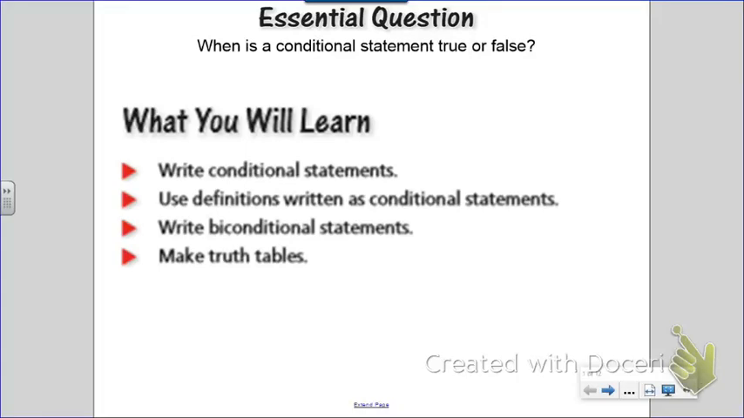In this lesson, we'll focus on writing conditional statements, using conditional statements, and writing biconditional statements. At the end, there will be some truth tables provided for you.